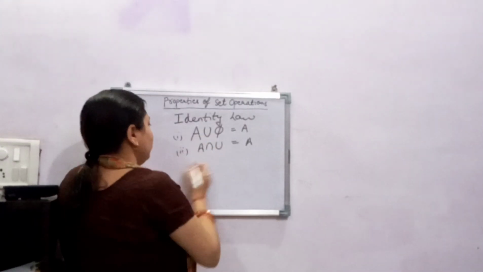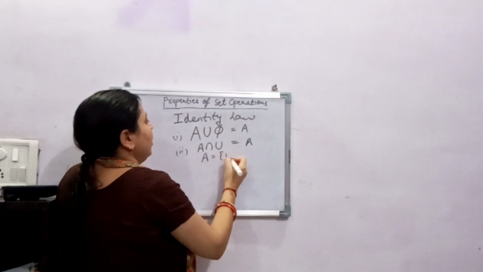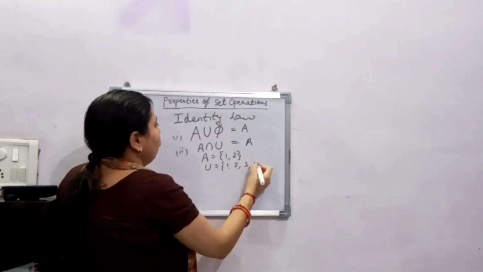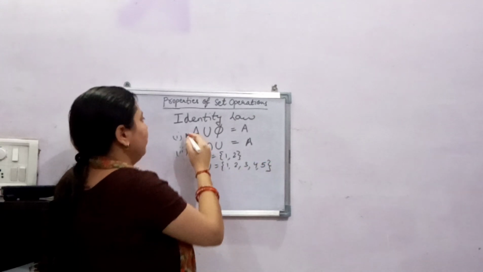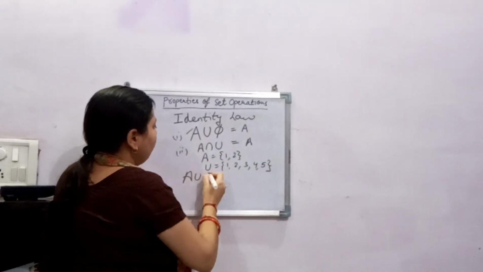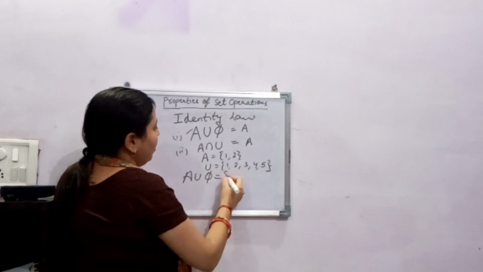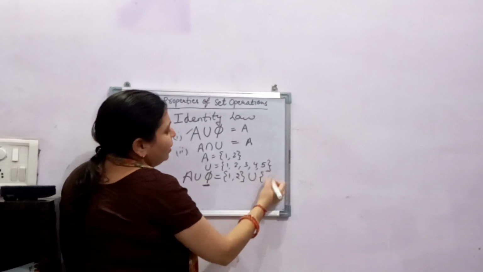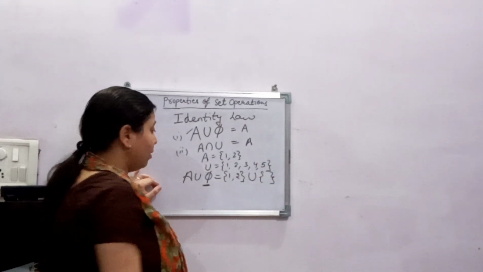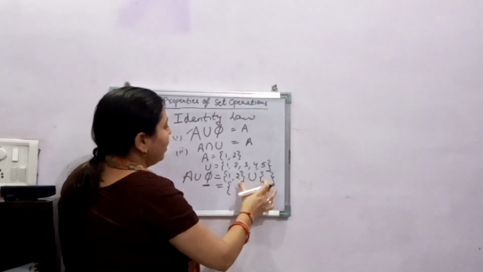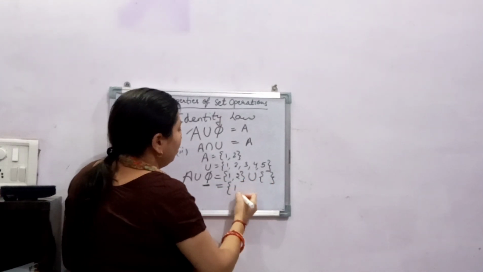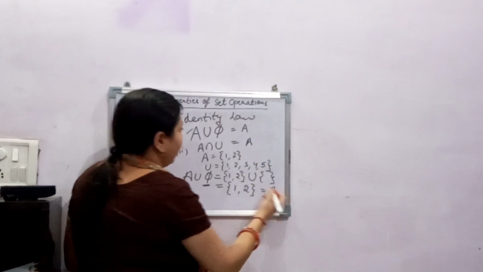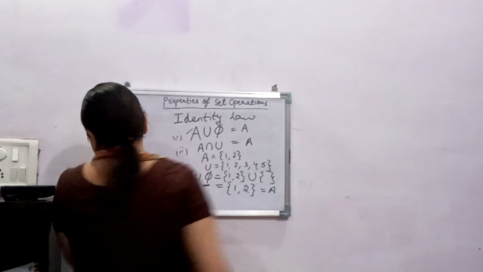Suppose A is 1, 2, and the universal set is 1, 2, 3, 4 and 5. Suppose we have to do A union phi. Then A contains 1, 2, and phi means an empty set, so it does not contain any element. Union contains the elements from both the sets, as we already studied about the union operation. So it contains 1 and 2, which is set A. So this property is clear.